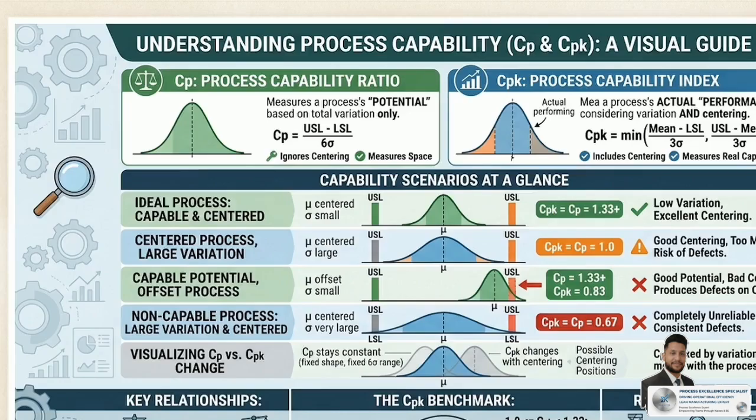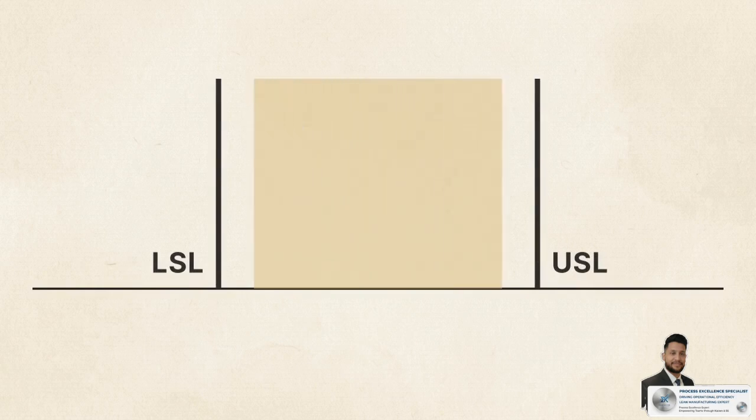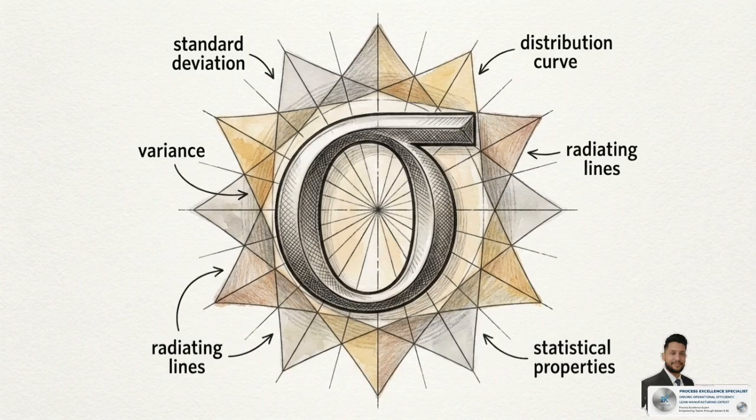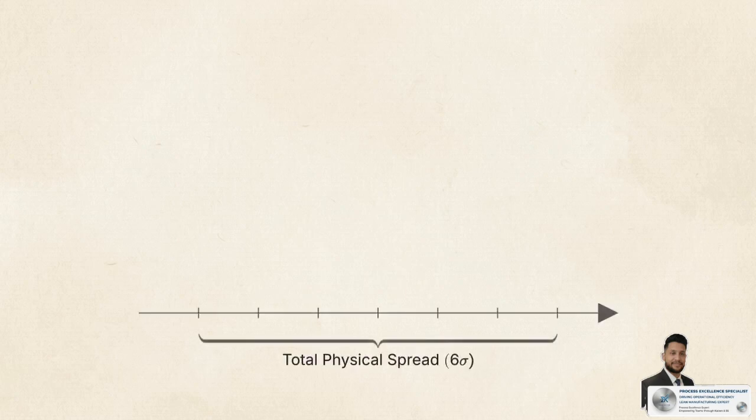Looking at this diagram, we start with the mathematical formula for the process capability ratio, or CP. It calculates the ratio of available space to actual variation. The numerator, upper specification limit minus lower specification limit, represents the rigid, unchanging goalposts set by the customer's requirements. The denominator is 6 sigma. Sigma is the mathematical symbol for standard deviation, measuring how spread out a set of data is. 6 standard deviations capture the total physical spread of the manufacturing process's natural variation.